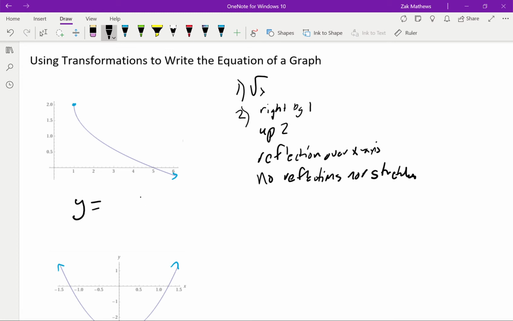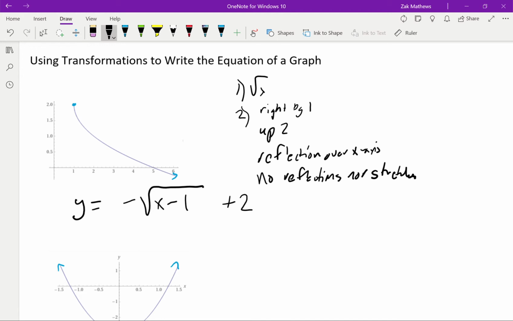It is a square root function, but we're doing some things to that x. If we want our function to go right by 1, we'd have to use an x minus 1. Remember, we always do the opposite. If we want to go up by 2, we would put a plus 2 out there. And then a reflection over the x-axis would mean we'd have a negative in front of the parent function.